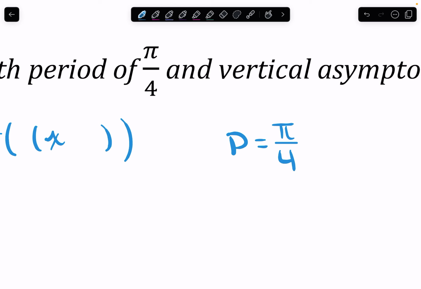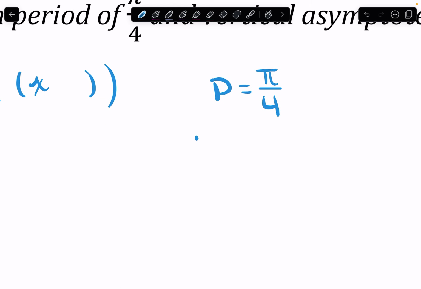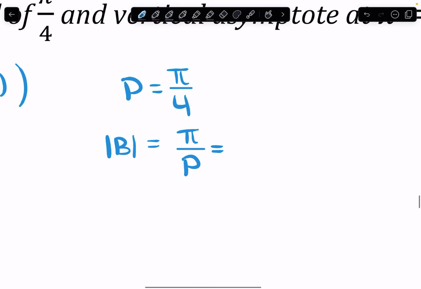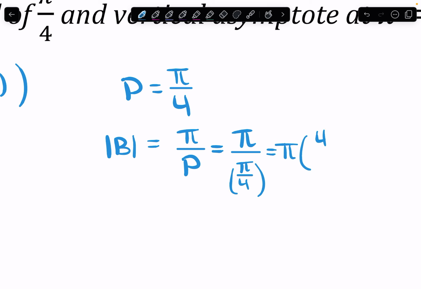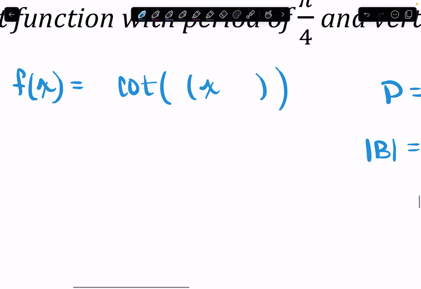Relationship with tangent and cotangent, B and P have the same relationship, but it's pi/P, not 2 pi. Tangent, cotangent is pi. The other 4 use 2 pi. So that's going to be pi/(pi/4). We do keep change flip, pi times 4/pi. We get 4 for B. So I can go fill B in.